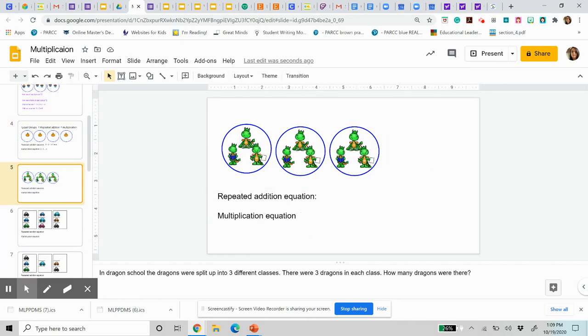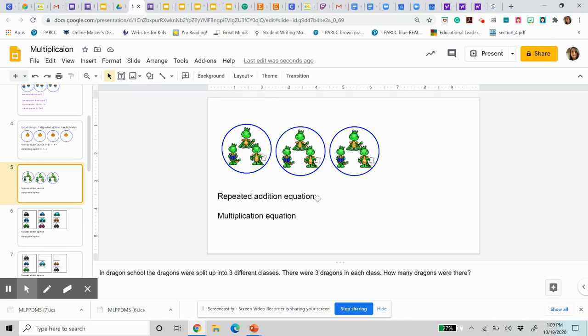Let's keep looking at some examples here. I have 3 groups, and I made up a little story here. In the dragon school, the dragons were split into 3 different classes. There were 3 dragons in each class. How many dragons were there in all? So we want to know the total. There's 1 group, 2 groups, 3 groups, and there's 3 in each group. So there are equal groups.